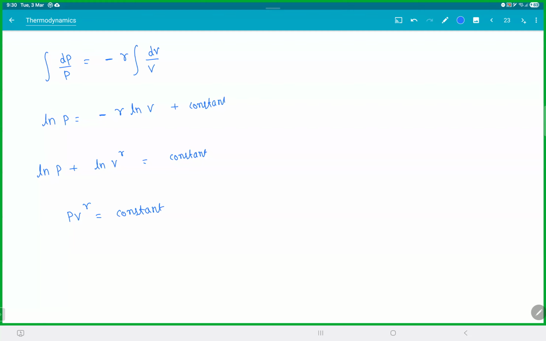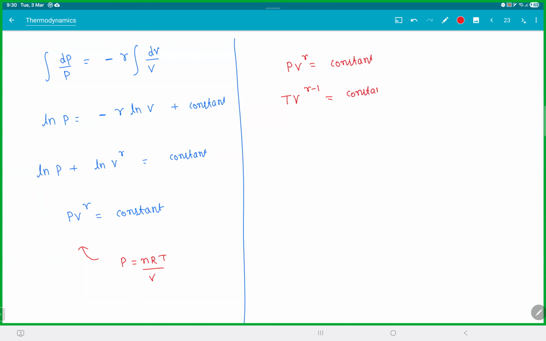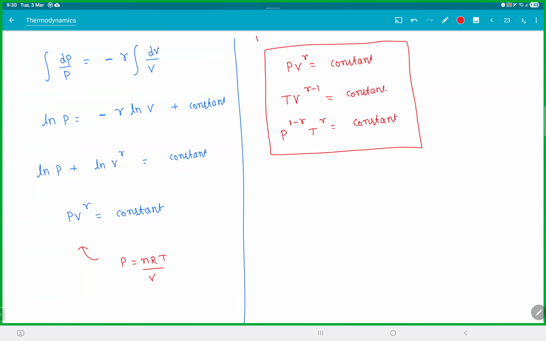Then you can substitute P is equal to nRT by V. You also have your ideal gas equation. If you substitute here, you get different forms. And you need to remember all the three forms, important. So the most common thing is this PV power gamma is constant. If you substitute P there, you'll end up with TV power gamma minus 1 is constant. If you substitute V there, you will end up with P power 1 minus gamma and T power gamma is constant. They're all one and the same. You are just playing with PV is equal to nRT, you'll get all these things. And you should definitely remember this.